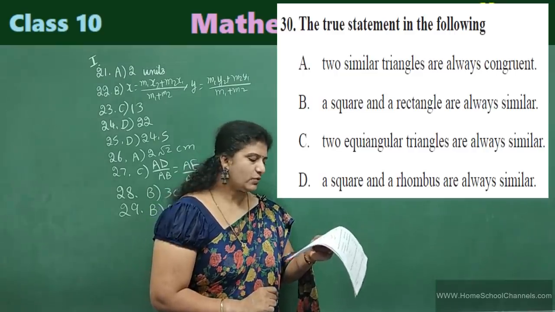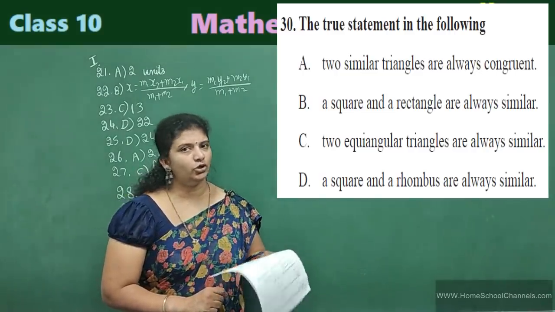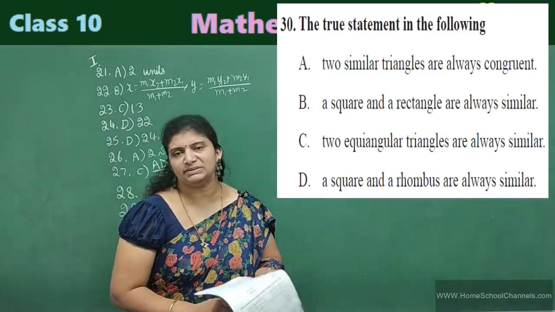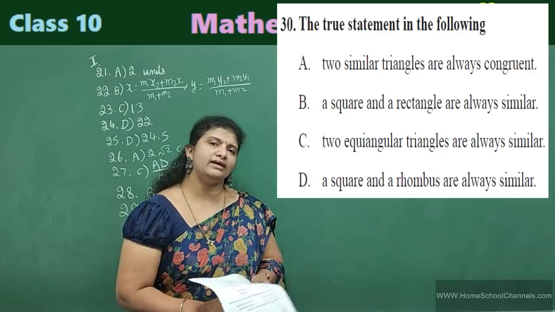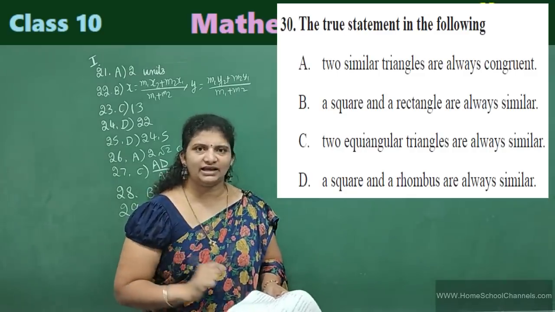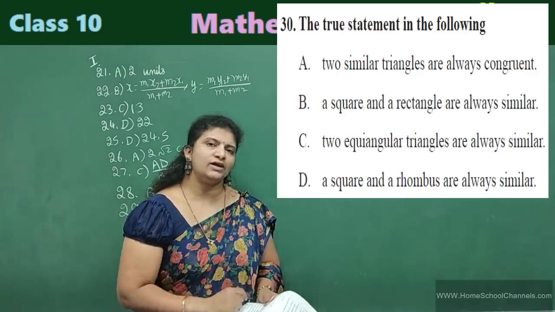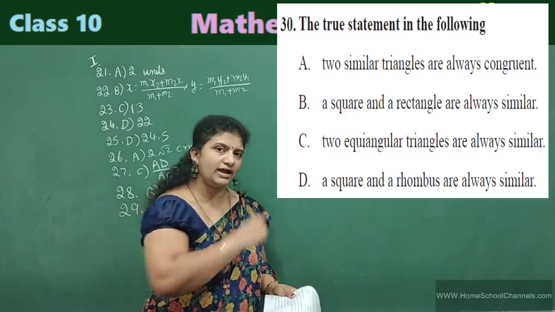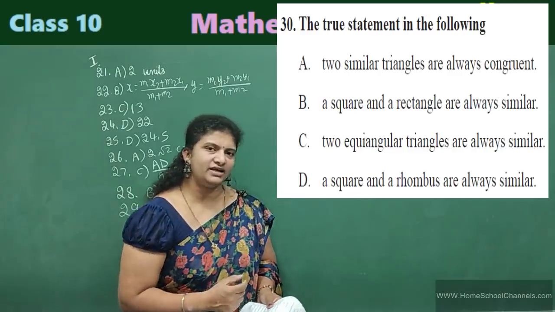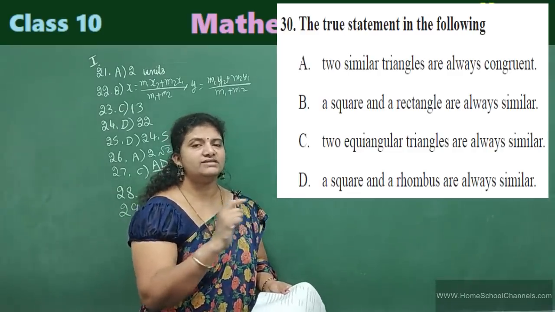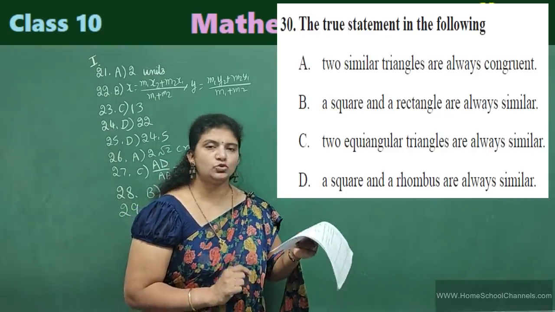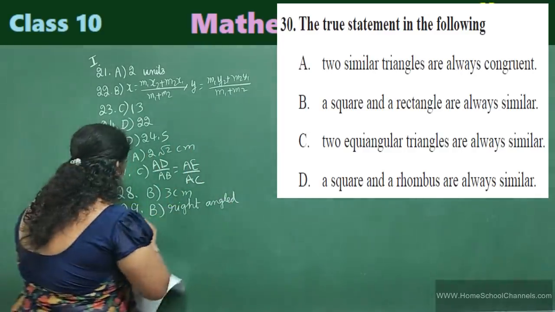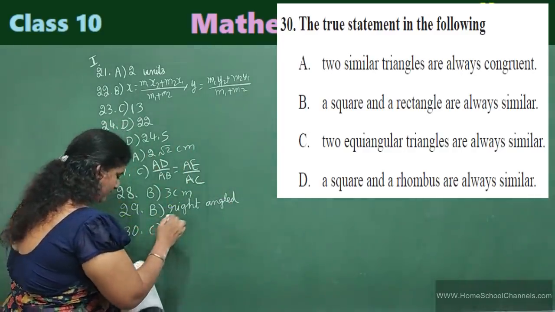Option B, a square and a rectangle are always similar. No, they cannot be. Option C, two equiangular triangles are always similar. Yes, what is equiangular triangle? All angles of a triangle are equal. If all angles are equal, what will be the angle? It will be 60 degree. Then if you take another equiangular triangle, it will be 60 degree. Therefore, both the triangles are similar. That means two equiangular triangles are always similar. I go with this option. That is your option C.